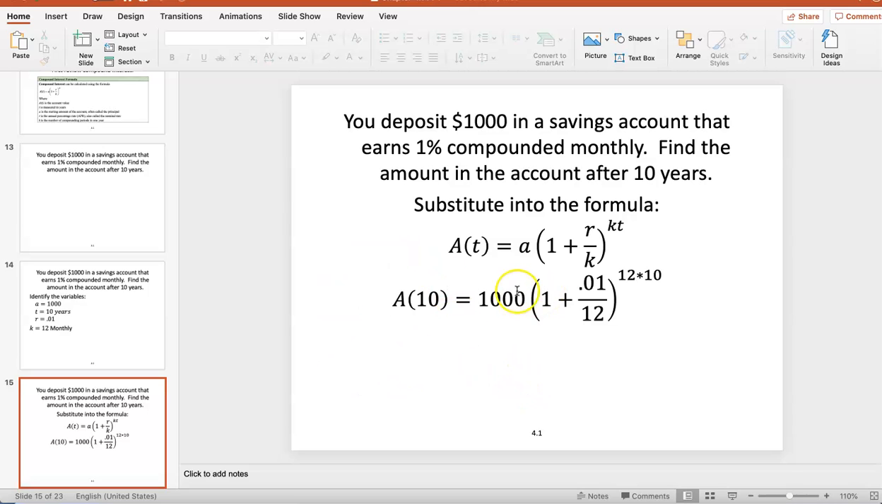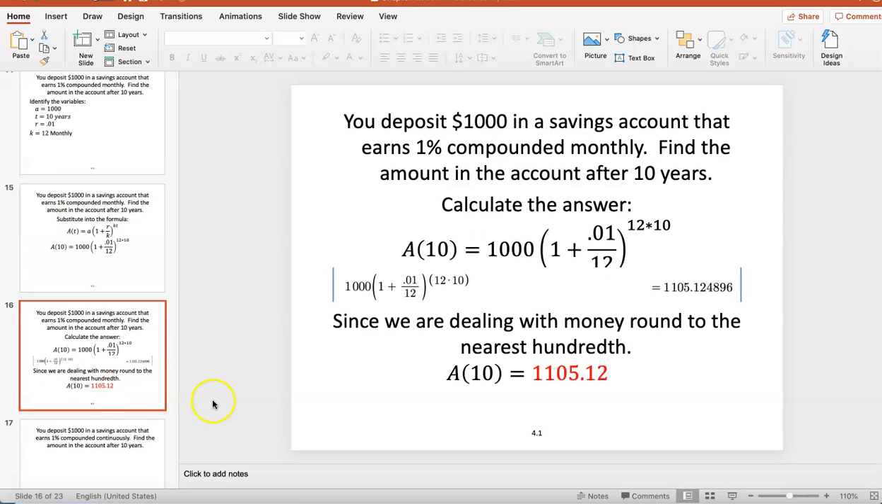This is just an expression. You evaluate this to find the amount at the end of 10 years. So we actually plugged in, and here's our execution in the calculator. We round it to the nearest hundredth, so the amount in the account would be $1,105.12. So 2 decimal places, we're talking money. And that was compounded monthly.